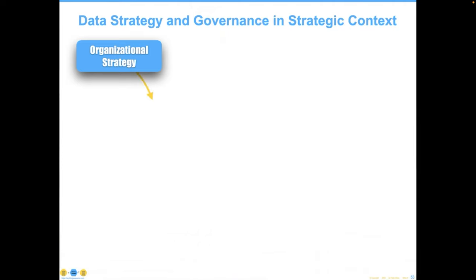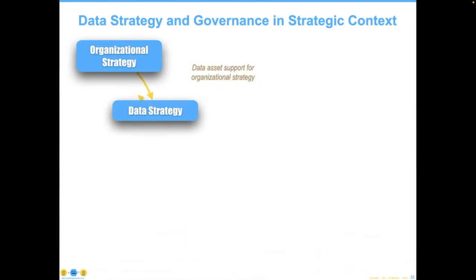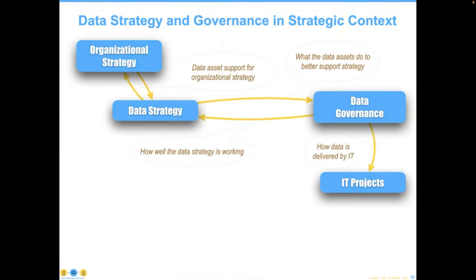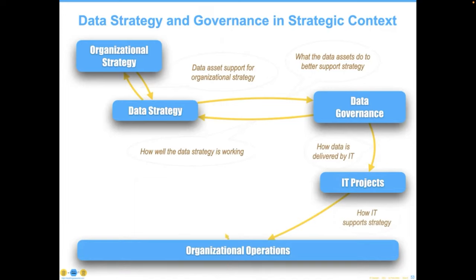Now, strategy and governance have to work together. I mentioned before the support for the organizational strategy is the only purpose of a data strategy. And data strategy is what focuses the efforts around data governance. So what are the data assets doing that could better support strategy, and how well is that data strategy working? Similarly, however, in Peter's world, at least, Peter likes to have data governance have an impact on IT and IT projects as well. That's not currently the case in many organizations, but it is getting closer to that.